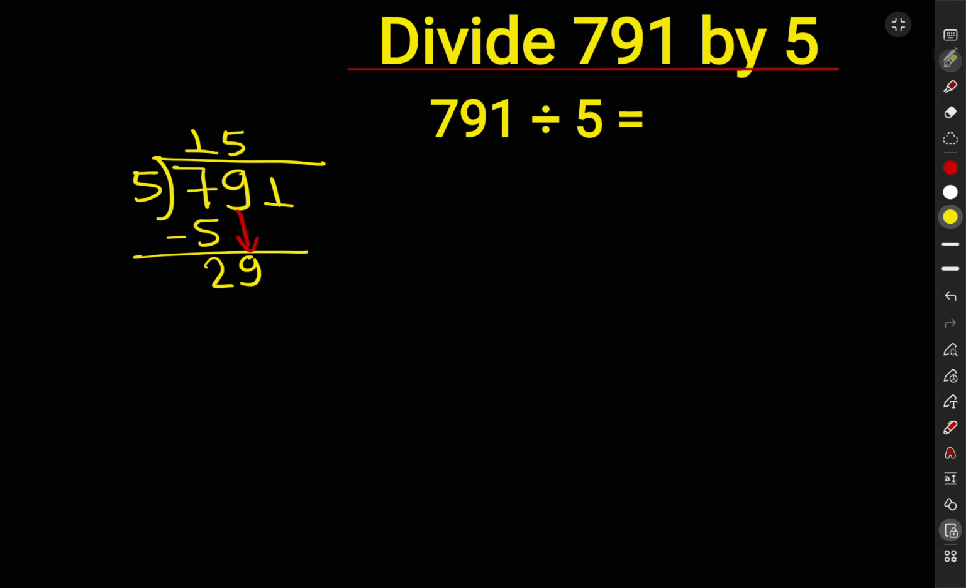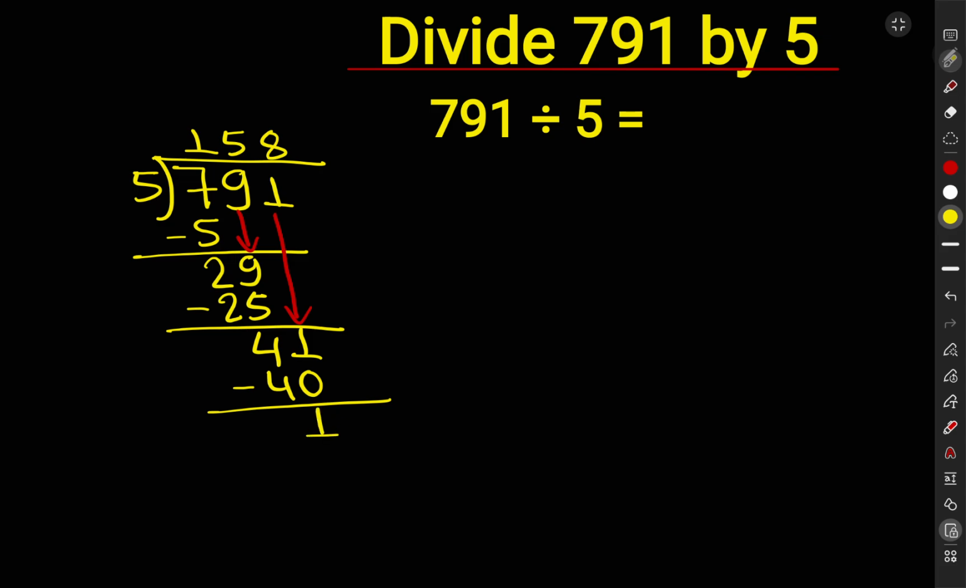5 times 5 is 25. On subtracting we get 4. So again we put down this 1 and it is 41. So 5 times 8 is 40. On subtracting we get 1.